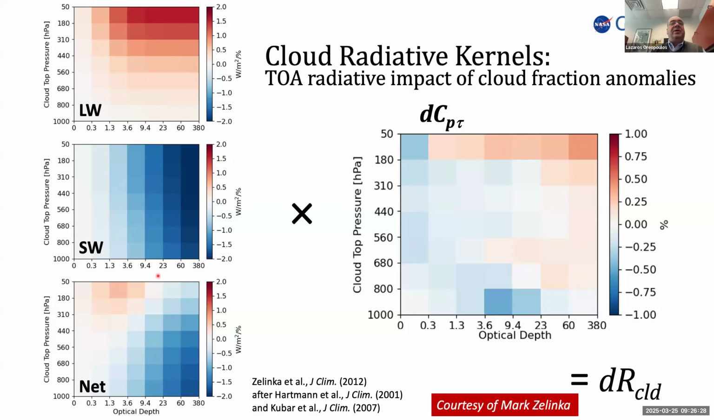The kernels I'm showing here are coming from Mark Zelinka. They were calculated using offline calculations, basically putting different clouds in prescribed atmospheres. I think the latest version coming from Mark used reanalysis cloud and atmospheric fields. Once you convolve the cloud fraction anomalies from your experiment with the cloud radiative kernels, you basically get cloud feedback. Mark explained all this pretty well in the previous symposium. So this is the background, and let me tell you specifically about what we did.